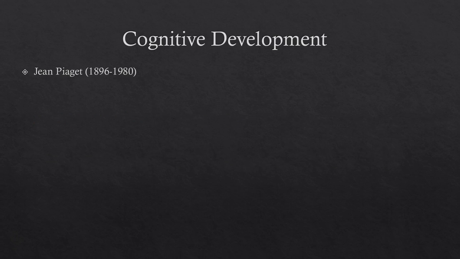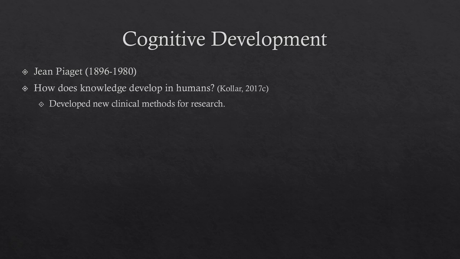So the next major branch of psychology that we talked about was cognitive development. And Jean Piaget is probably one of the most famous cognitive development psychologists. And he was interested in researching how children develop knowledge as they grow.